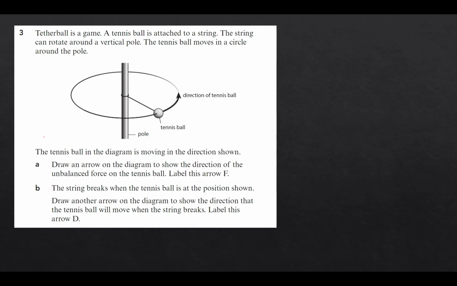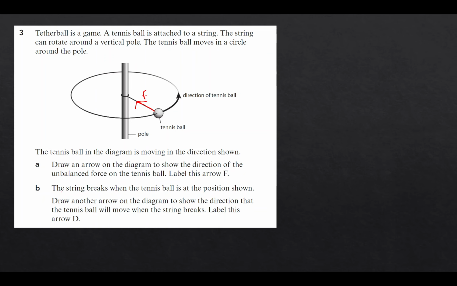Alright, I hope that gives you a picture of what tether ball is. So we have a ball attached to a vertical pole. Now the ball will go around it. Assume it goes around in a circular path in an idealistic situation. And we have to draw an arrow on the diagram to show the direction of the unbalanced force on the tennis ball. Now, if the ball is going in a circular direction, that means there's a force which is acting towards the center. So there's a force which acts towards the center like this. This force is the central force which makes the ball go in a circular path. So let's label this arrow as F.